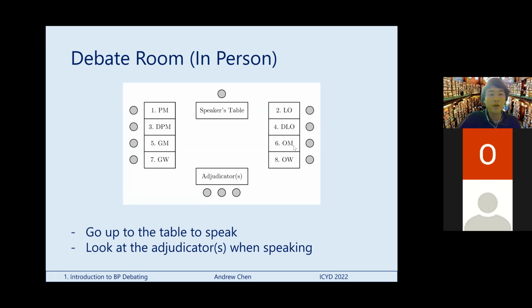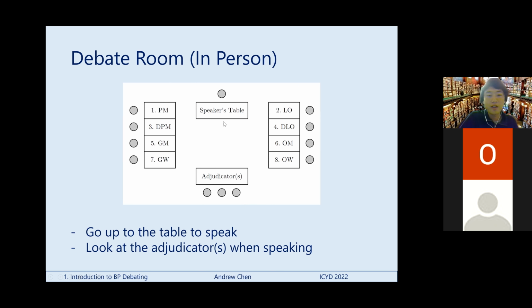So here's a diagram of what's happening, which also shows how you might set up a debate room if you were doing a BP debate in person. So you have the adjudicator or adjudicators at the back of the room. You have the government teams on the left of the adjudicators. You have the opposition teams on the right of the adjudicators. And that's where you sit during the debate with your partner. And to speak, you go up to the table, and while speaking, you look at the adjudicators rather than the other teams.